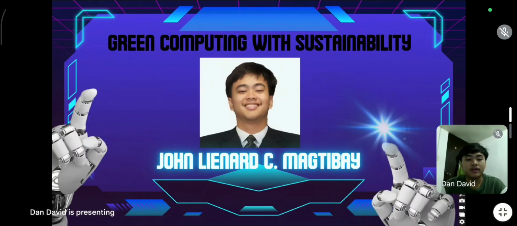Magtibay, and my topic is all about green computing with sustainability. This topic introduces green computing and emphasizes sustainability. It sets the stage by highlighting the importance of environmentally responsible technology practices. Green computing is the environmentally responsible use of information technology.